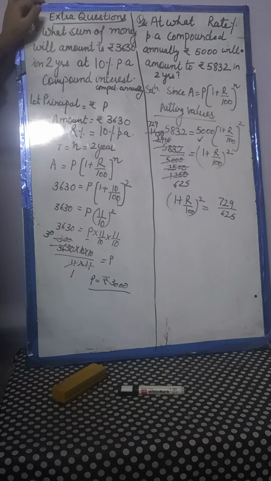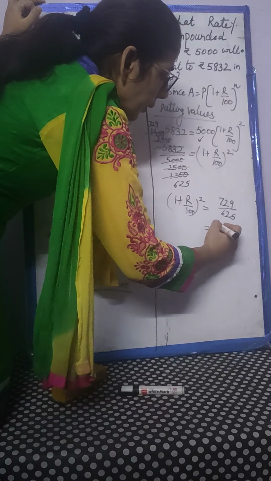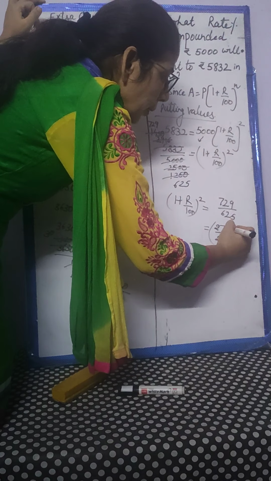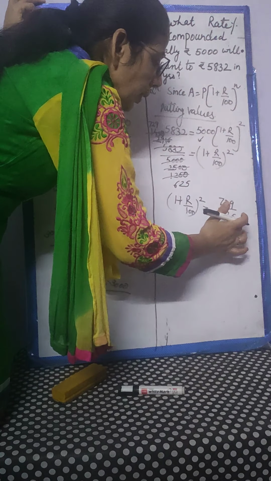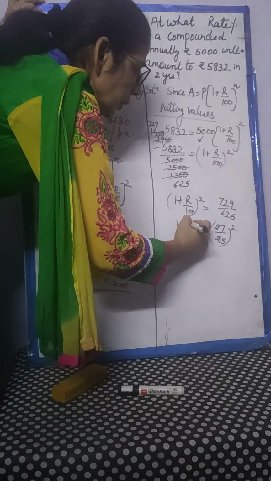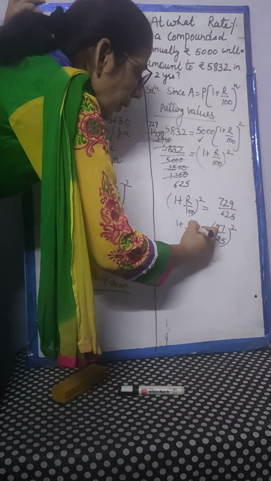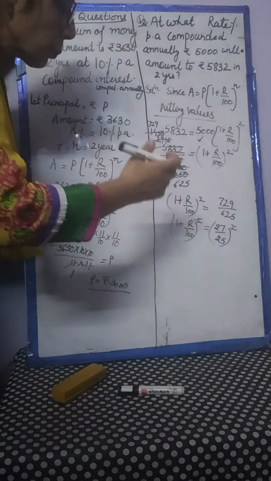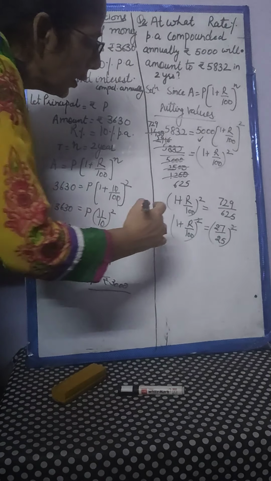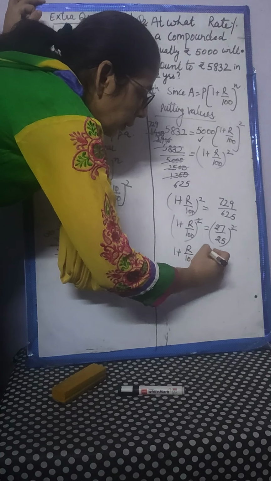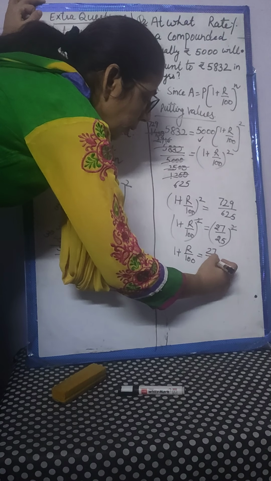So what will be there? This is equal to 27 by 25 whole raised to power 2. 27 square is 729 and 25 square is also 625. So it means here also there is square, this also is square, because powers are same, so bases will also be equal. So 1 plus r by 100 will be equal to 27 by 25.